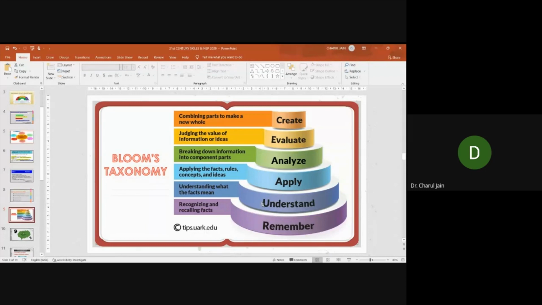The pedagogy in the earlier century focused primarily on memorizing, remembering. But what is needed in the 21st century is much, much more than simply remembering the facts. It requires an understanding and application of those facts. You need to apply your knowledge.